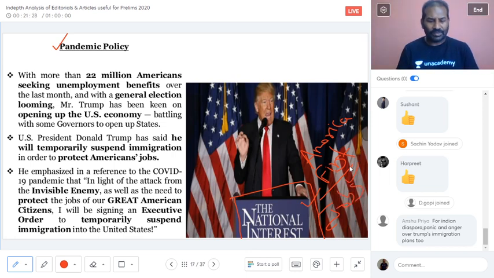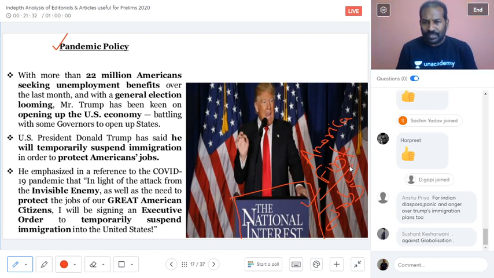Protect the American jobs. So if you look at this, definitely Anshu Priya says for Indian diaspora, panic and anger over Trump's immigration plans too. Okay, very good. Shushan says against globalization. Okay, we will look at how it is against globalization. Immigration policy, how is it against globalization?